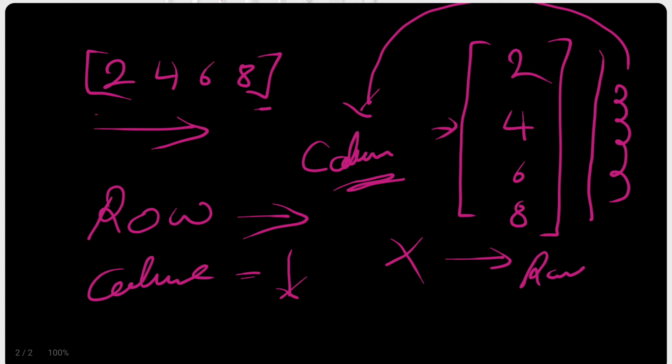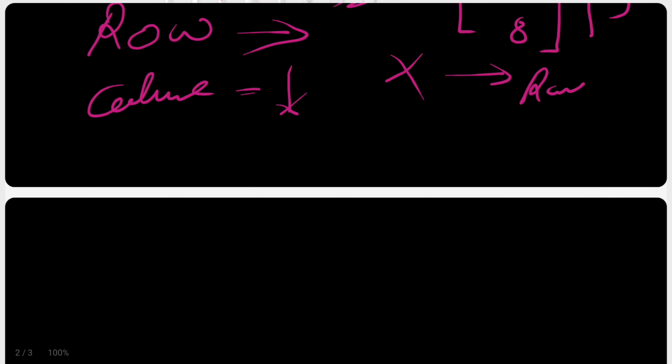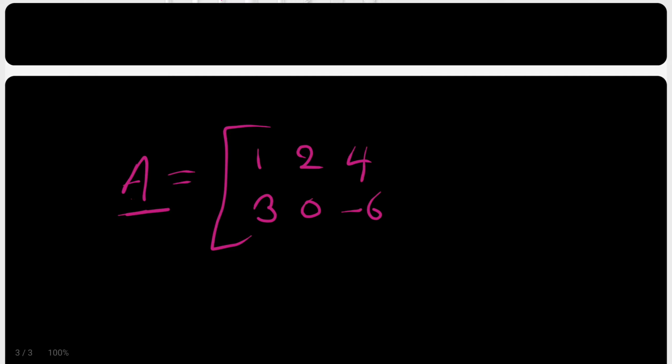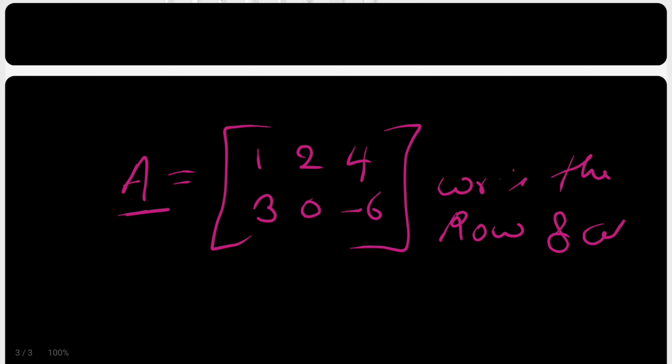Okay, is it clear? Let me give you another question to remember this. Suppose this is A. This A is nothing but numbers: 1 2 4 3 0 minus 6. I am telling you, write the rows and columns.